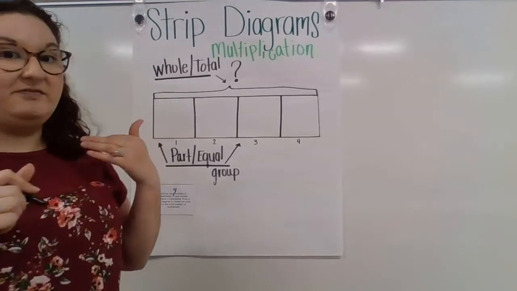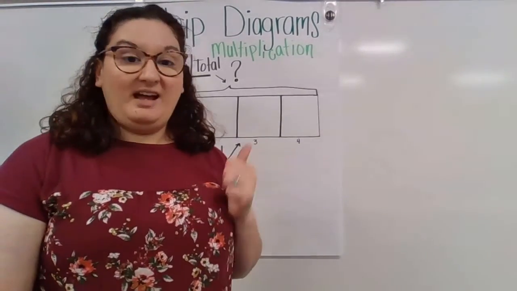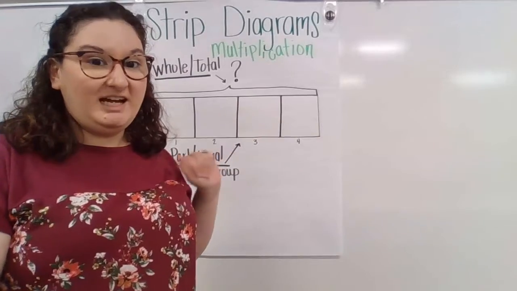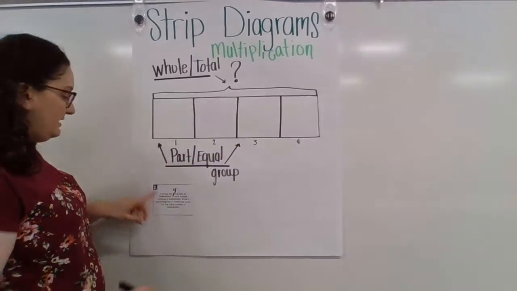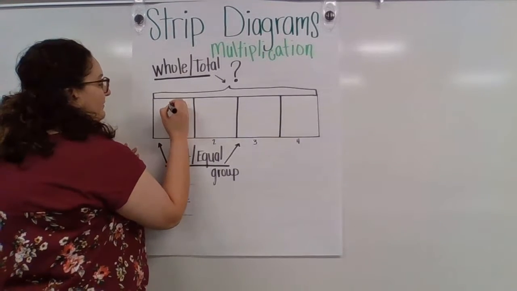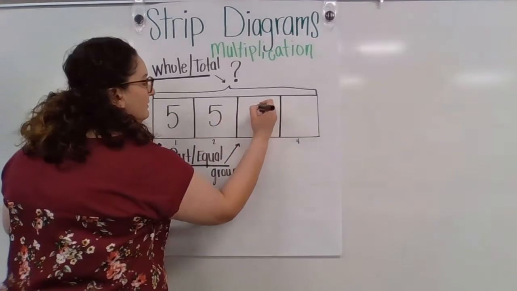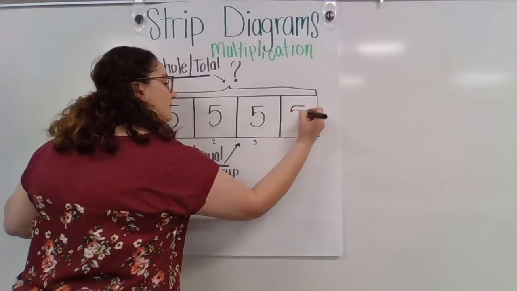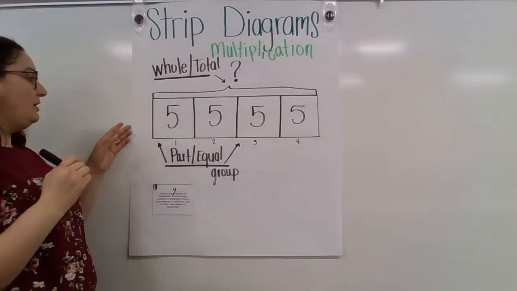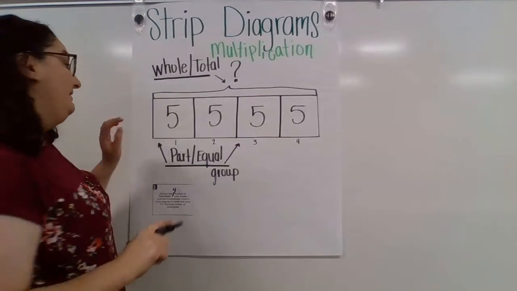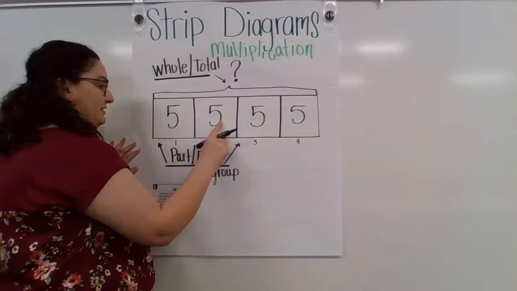So these are my groups. If I was to draw a picture, guys, I would draw 4 groups with 5 inside. But I'm using my strip diagram instead. So I have 4 groups, and each group is going to have 5 basketballs. Each group has 5 basketballs. Now, if you notice, I didn't put 5 dots. I wrote the number 5.